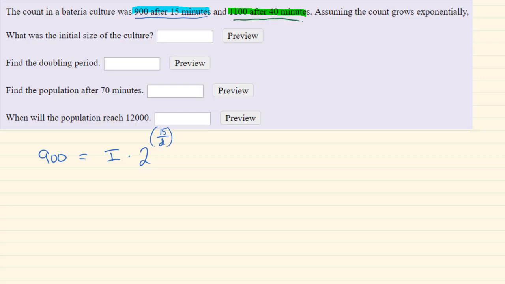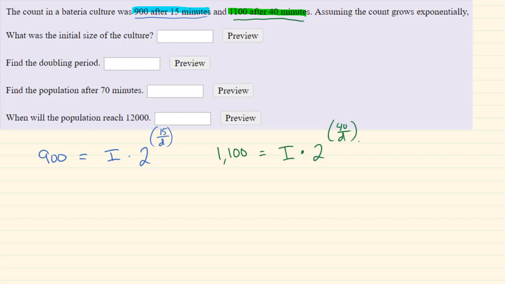We're now going to make a second equation for the second piece of information, the green information. So that tells us that we have a population of 1,100 after 40 minutes. So that's going to be the initial population times 2 to the 40 divided by d power. And so now, once again, we've got two unknowns.